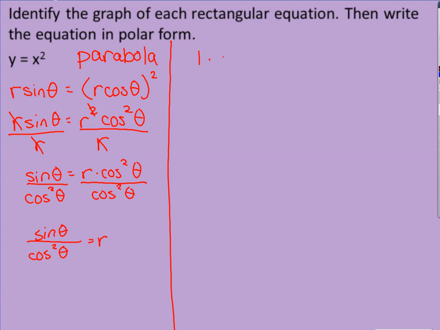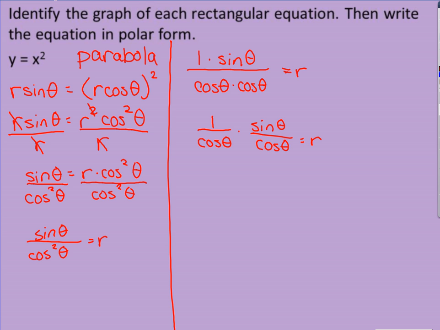Now I can write this as 1 times the sine of theta over the cosine of theta times the cosine of theta, because cosine squared just means cosine times itself. And when we're dealing with multiplication, we can break this up into 2 different fractions. So I can say 1 over the cosine of theta times the sine of theta over the cosine of theta. 1 over cosine is the secant, and sine over cosine is tangent. Because we no longer have any fractions, this is in the simplest form. So r is equal to secant of theta, tangent of theta.